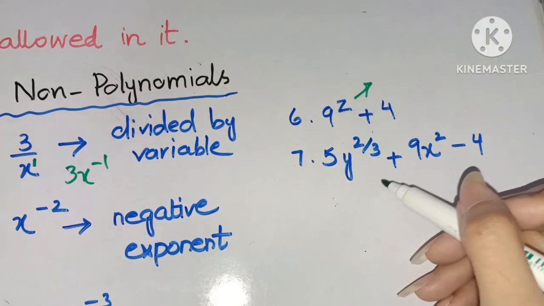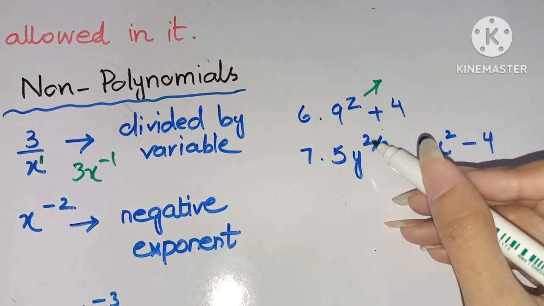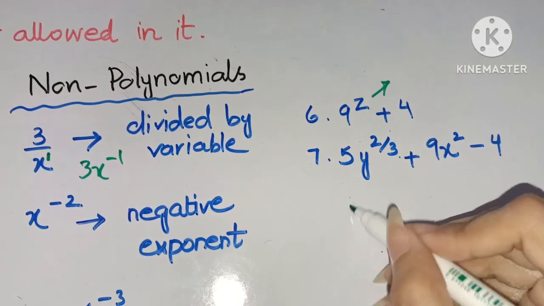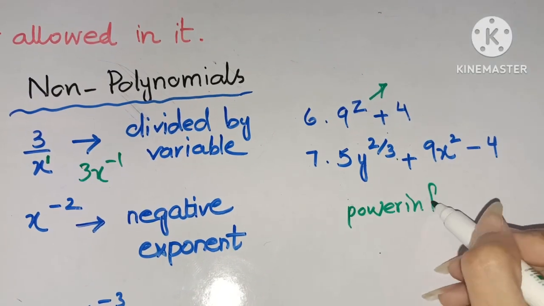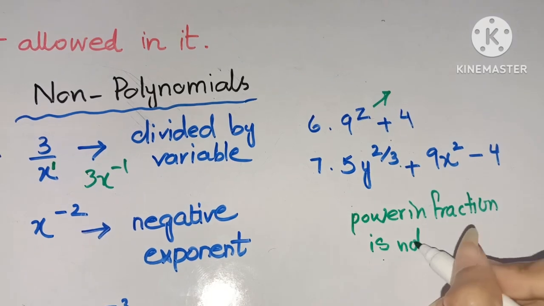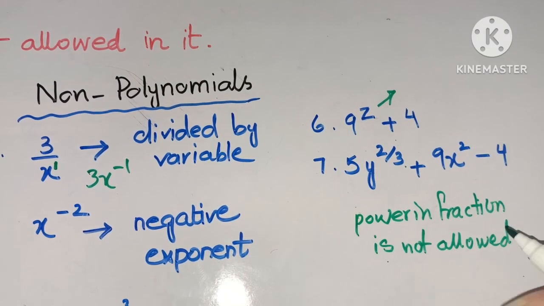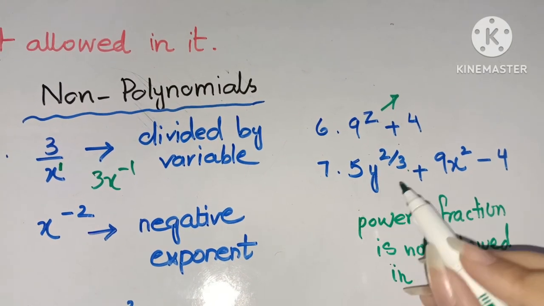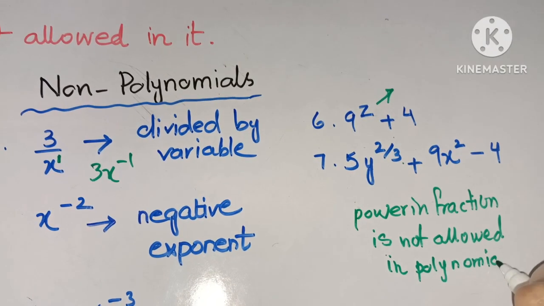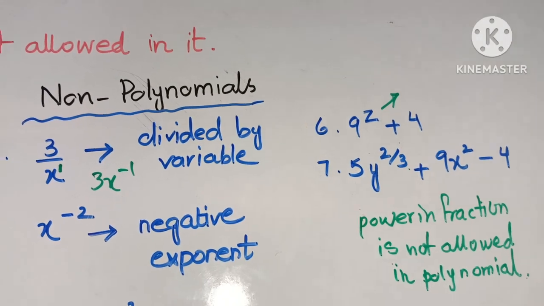The number 7 example we have is 5y to the power 2 upon 3. Here the power is a fraction. A power in fraction is also not allowed in a polynomial. So this is also a non-polynomial expression.